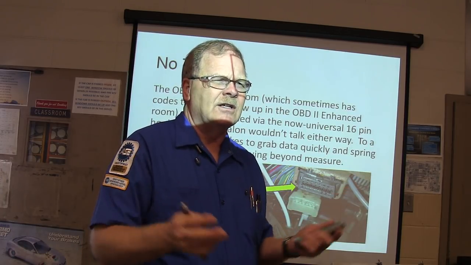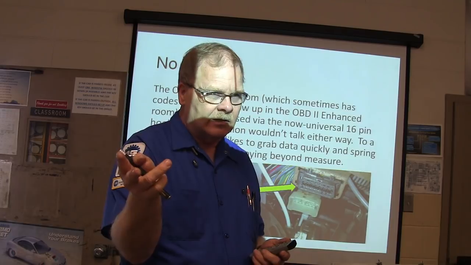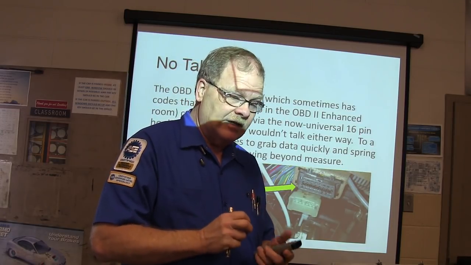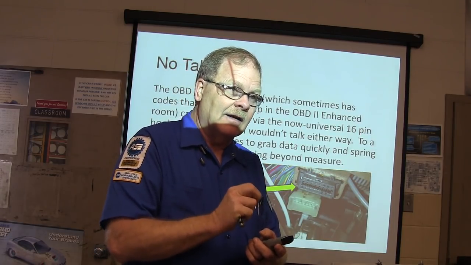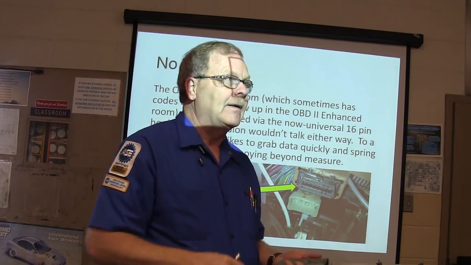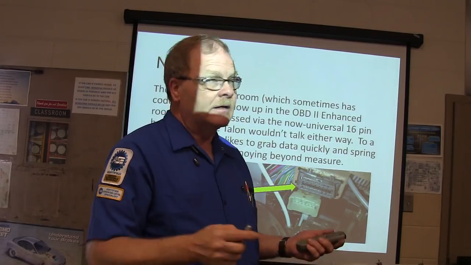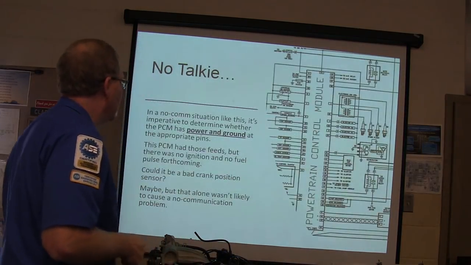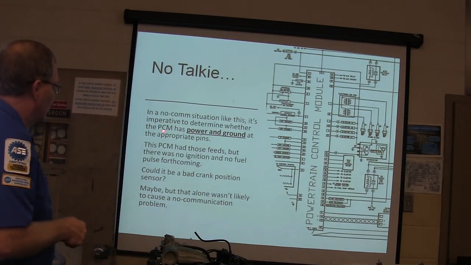Or whatever one you're working on, find out where the powers and grounds are and see if those fuses and relays are working. I'd go to an easy place to check. Are the injectors powered up? Is the idle air control powered up? You got power there, you got power there, you got ground there, which is basically what we're going to do. All right, so power and ground are on the appropriate pins.